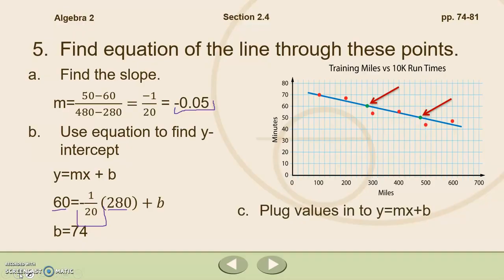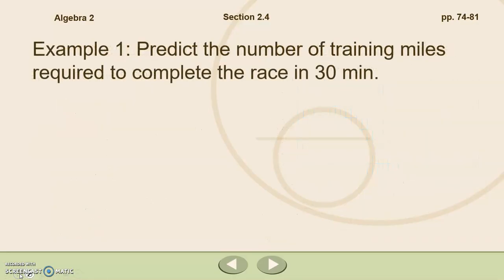We're going to plug those variables for m and b only back into our equation to get the equation for the line. We get y equals -0.05x plus 74. And that can be used to help us predict how fast our 5K time would be at various mileages. So if I only train 10 miles, for example, before my 10K, that can help me predict how fast, or rather how slow, my time would be in the 10K.